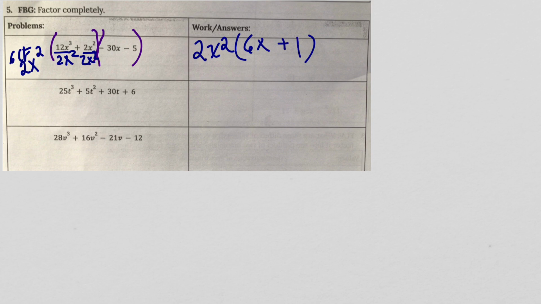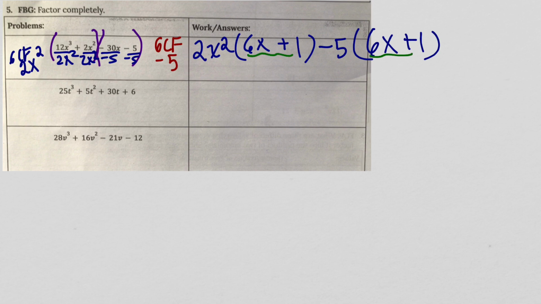Negative 30 and negative 5, the GCF for that one would have to be a negative value, specifically negative 5. So when I go ahead and put negative 5 outside, and I divide by negative 5, negative 30 divided by negative 5 is positive 6x, and negative 5 divided by negative 5 is positive 1. And then this is what we want to happen, right?